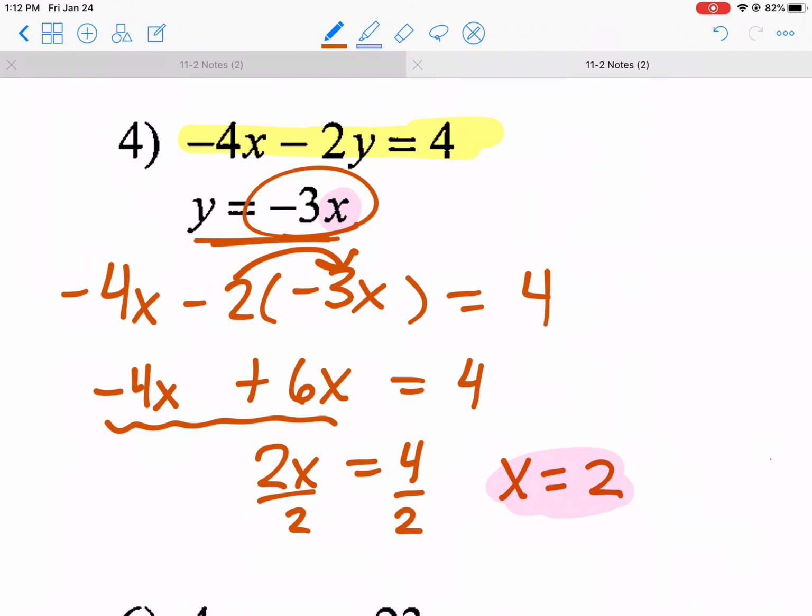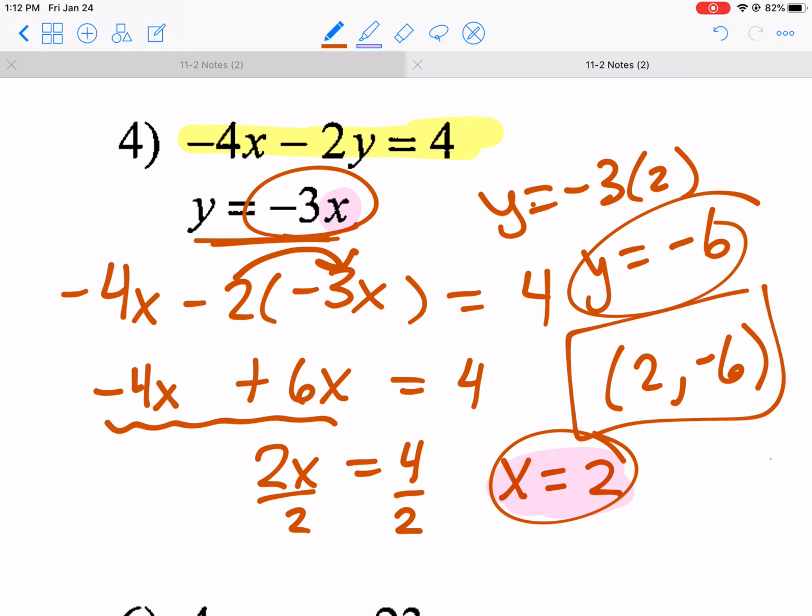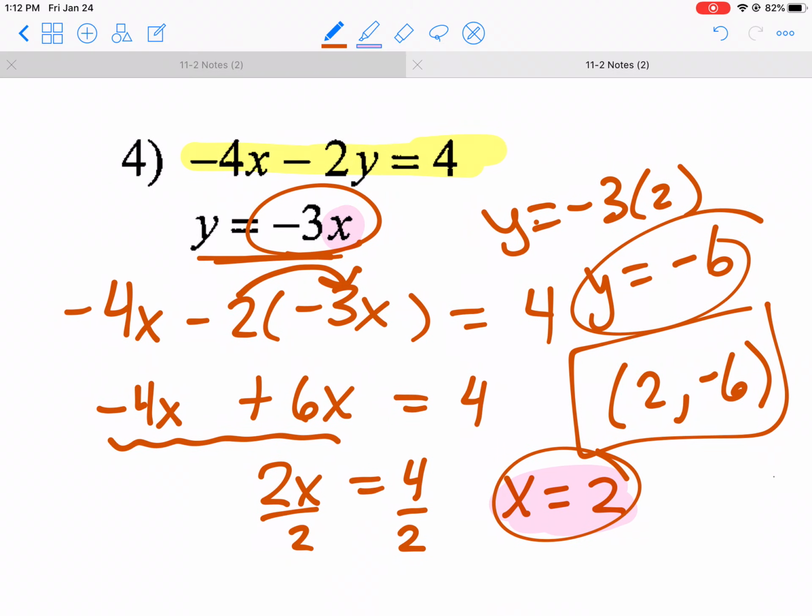So we're going to replace the x there with the 2 that we discovered it is, and we now know that y equals -3 times 2, which is -6. I'm going to list this as an ordered pair, just like we did in lesson 11-1. (2, -6). The x value is 2, y value is -6, and there's our solution. I recommend that you check to make sure that it works, so I'm going to plug it into both of these equations and see if it does.